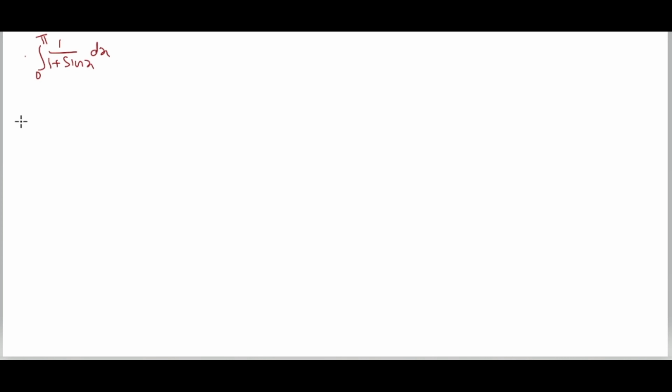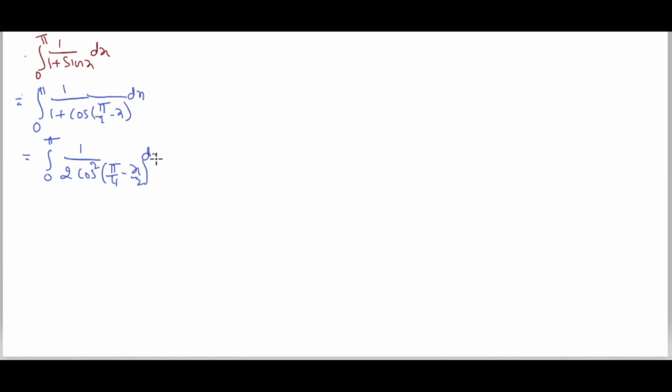Next problem, integration of 0 to pi 1 by (1 plus sin x) dx. Sin x is written as cos of (90 minus x), so it is in the form of 1 plus cos x, that is integration of 0 to pi 1 by (1 plus cos x). 1 plus cos x is 2 cos square of x by 2, that is pi by 4 minus x by 2, dx.